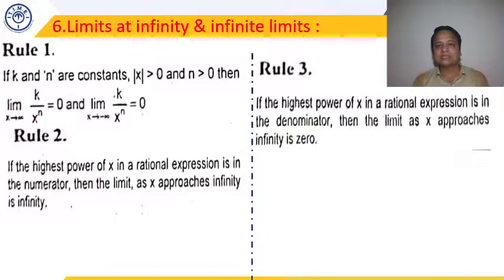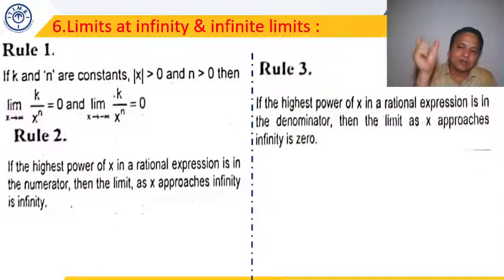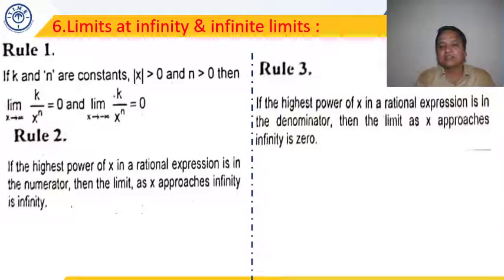Rule 3: if the highest power of x in a rational expression, where numerator and denominator are both polynomial functions in x, lies in the denominator, then when you take x common from numerator and denominator, after cancelling out, x remains in the denominator. The limit as x approaches infinity then tends to 0, because 1 upon infinite tends to 0.